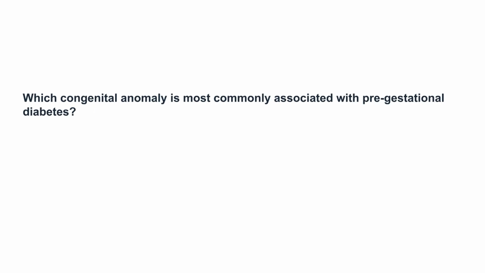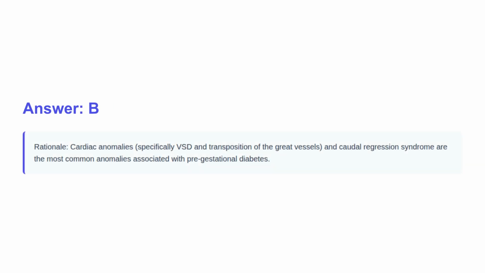Which congenital anomaly is most commonly associated with pregestational diabetes? Choices are neural tube defects, cardiac anomalies, renal agenesis, and limb reduction defects. The answer is B. Cardiac anomalies, specifically VSD and transposition of the great vessels, and caudal regression syndrome are the most common anomalies associated with pregestational diabetes.